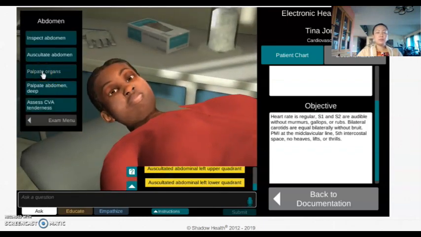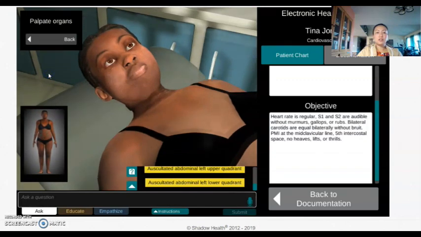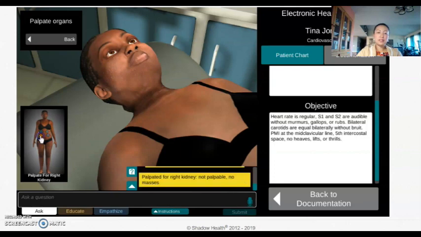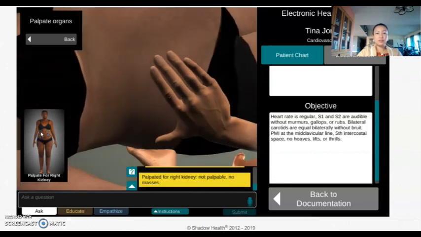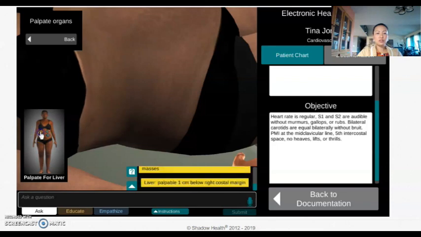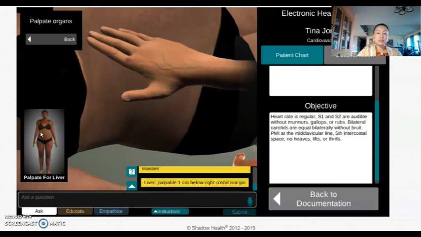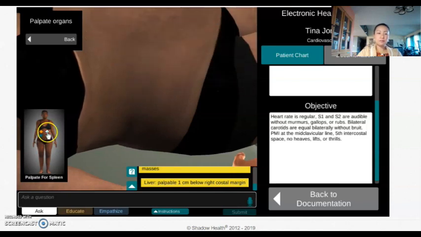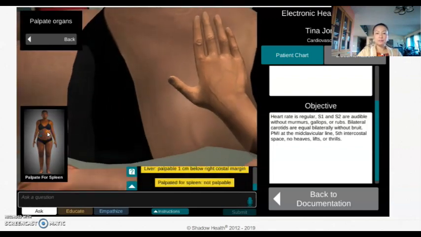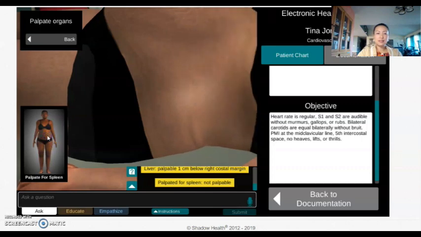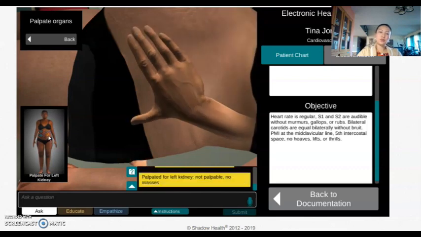Okay, now I'm going to palpate the organs. I am also going to do a deep palpation. So starting with a clockwise motion as well, I'll start on the right kidney. Going up to the liver. So it is palpable 1 centimeter below the right costal margin. Now going to the left upper quadrant, which is the spleen. And down to the left lower quadrant, which is the kidney.